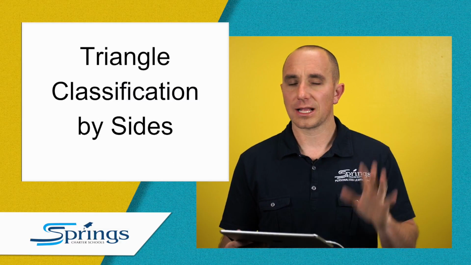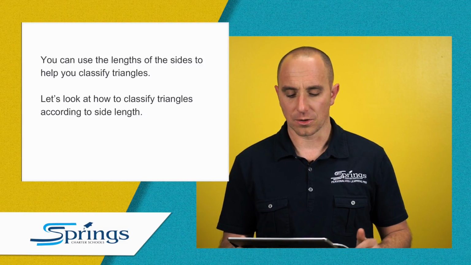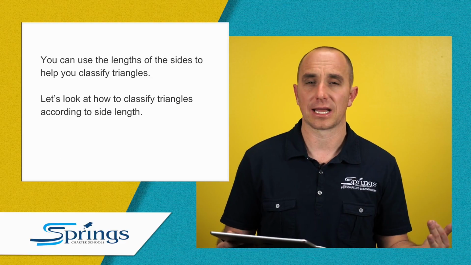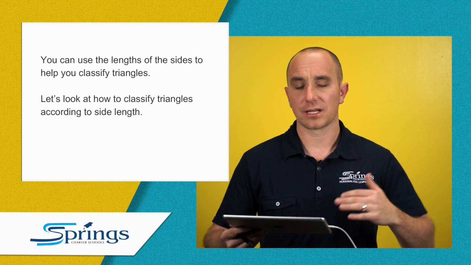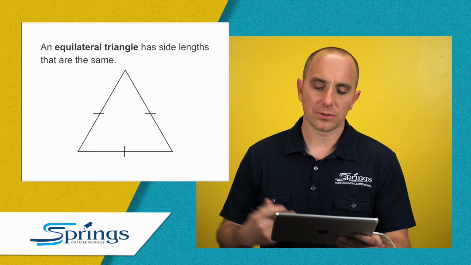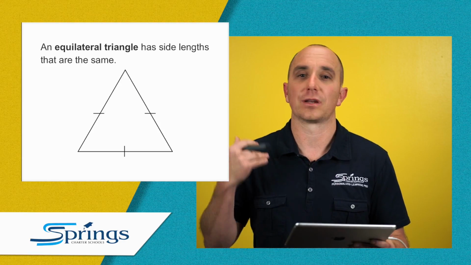Now, let's talk about classifying them by sides. We talked angles a second ago, let's talk sides. All right, so we know we can use lengths of the sides to help us classify triangles just like we used angles. So let's look at how to classify triangles according to side length. All right, so first we have an equilateral triangle. And in an equilateral triangle, all the sides are going to be the same. They're going to be equal.